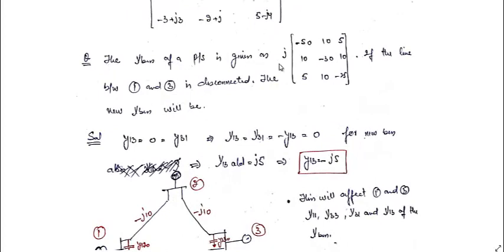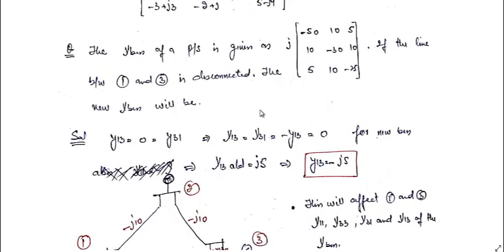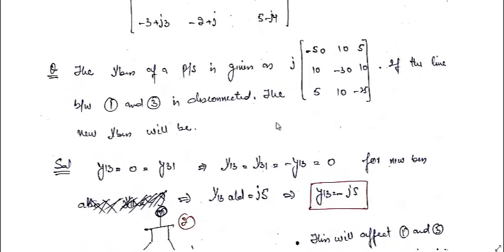The Y bus of a power system is given like this. The Y bus is given already from there. If the line between 1 and 3 is disconnected, how will the new Y bus look?